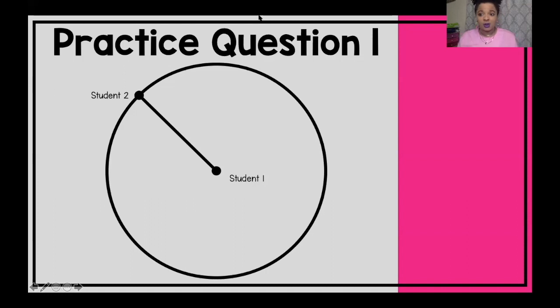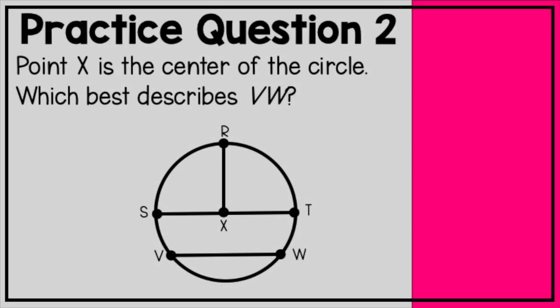We want to know what our rope represents. So looking at this picture, we see that the rope with the 2 students holding it has created a line segment. The line segment is sitting at the center of the circle and on the circumference of the circle. Therefore, this represents a radius. Point X is the center of the circle, which best describes line segment VW.